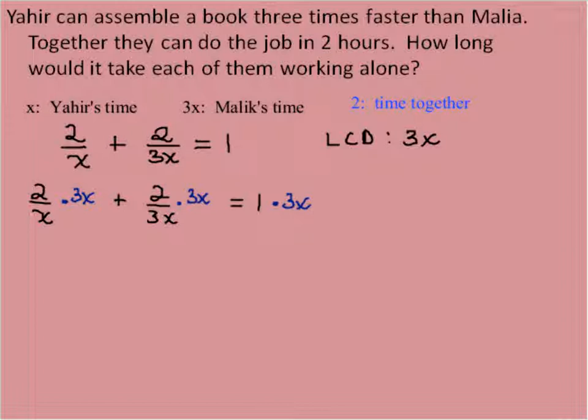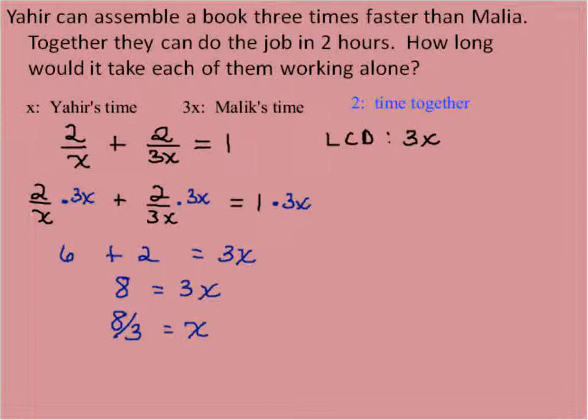2 over x times 3x will give us 2 times 3, which is 6. 2 over 3x times 3x will leave us with a 2 because the 3 and the x cancel. And 1 times 3x is 3x. 6 plus 2 gives us 8, equal to 3x. Divide both sides by 3, and we get 8/3. So if you divide 8/3, you get about 2.7.